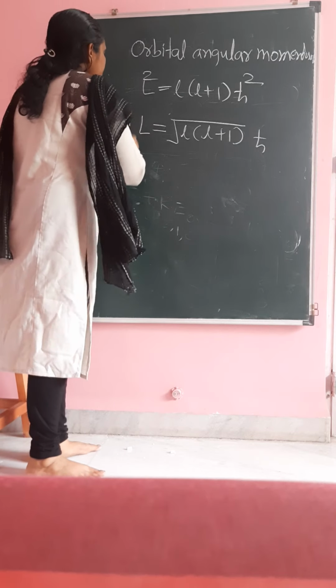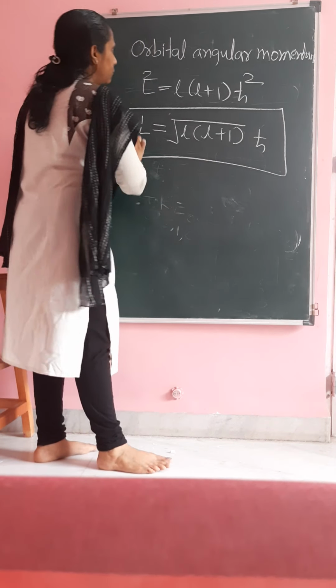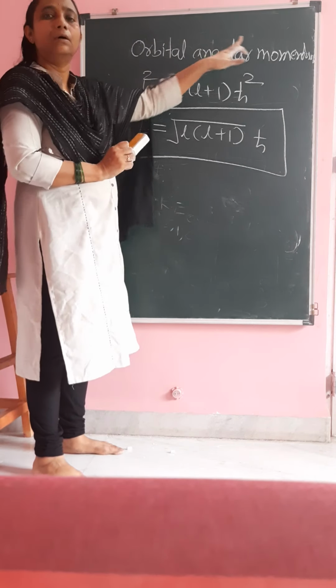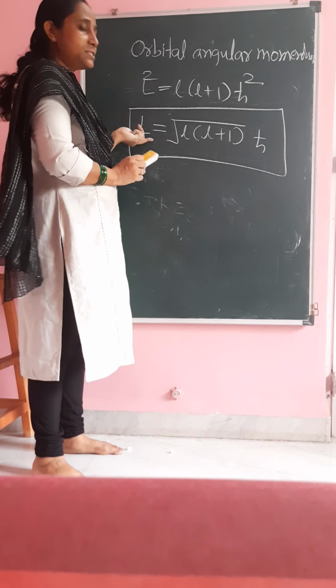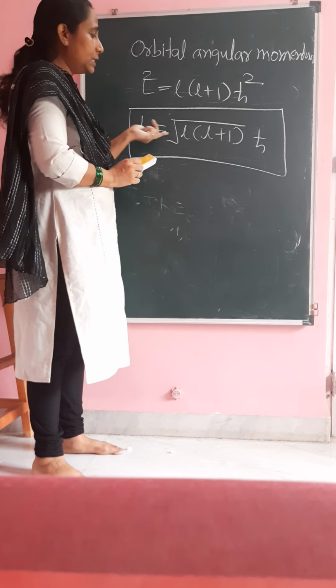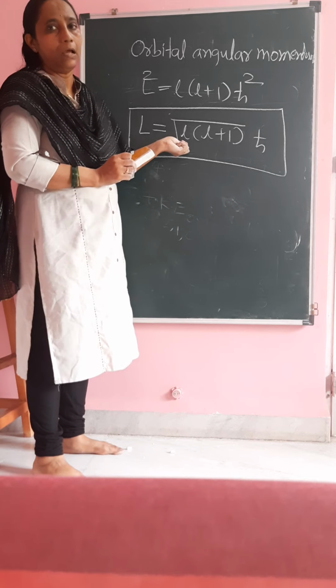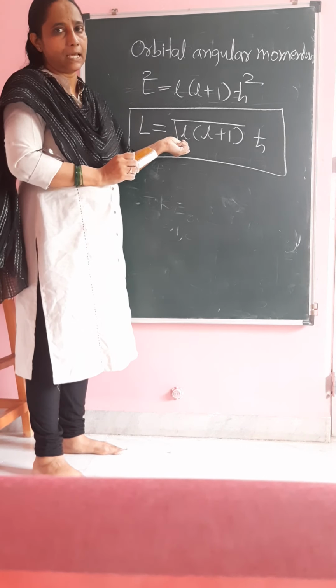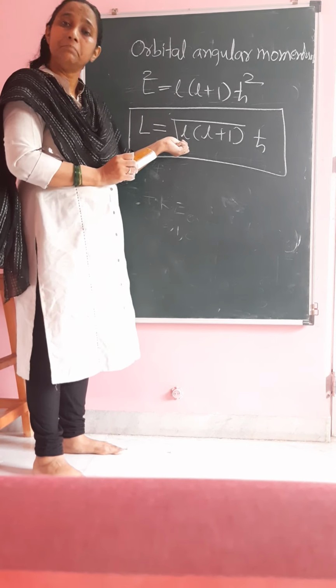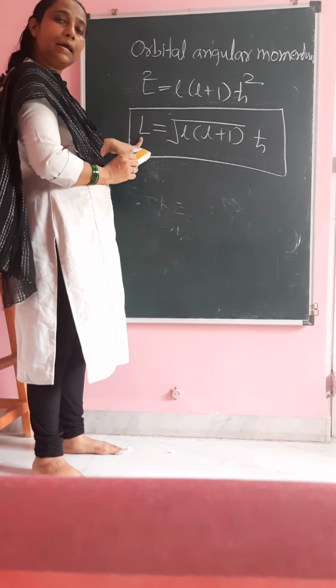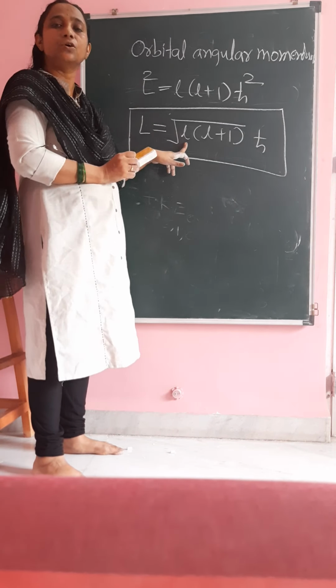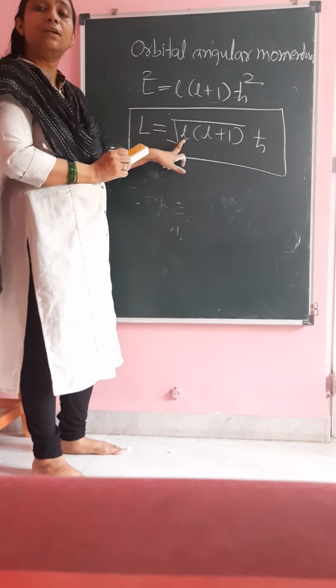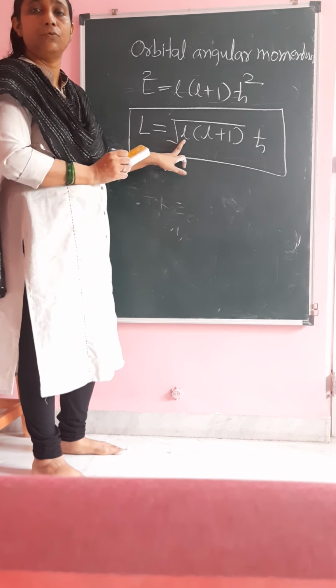Now this is the magnitude of orbital angular momentum, and you can understand that this magnitude is given in terms of small l. Now you are well familiar with this l. This is the orbital quantum number. So values of capital L can be obtained in terms of small l, and the values of l are what? 0, 1, 2, 3, 4 and so on.